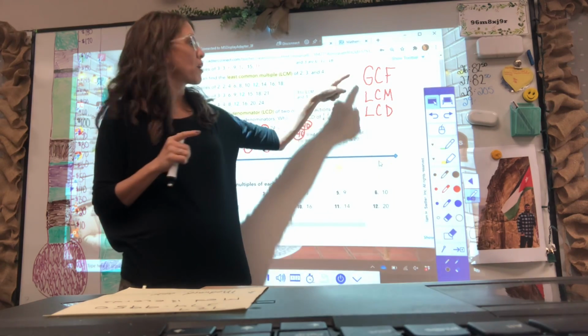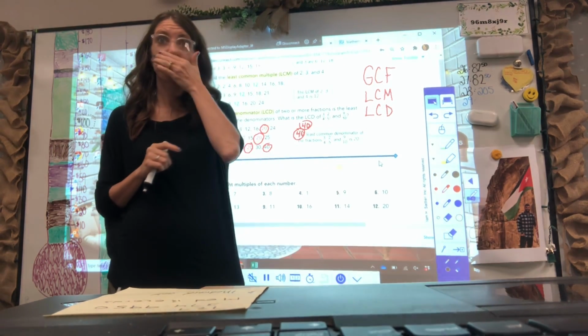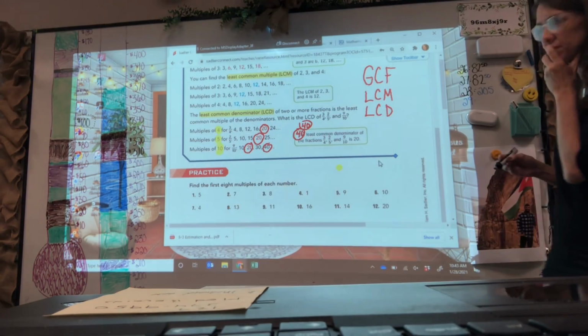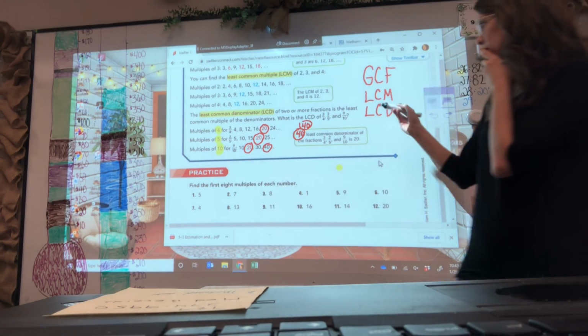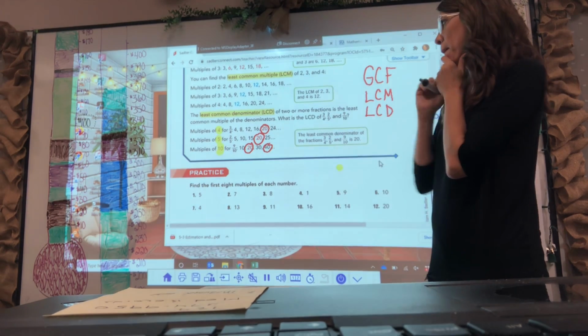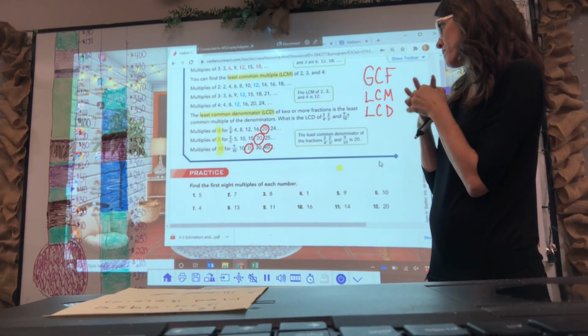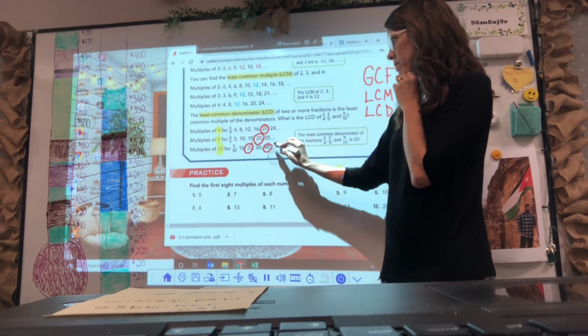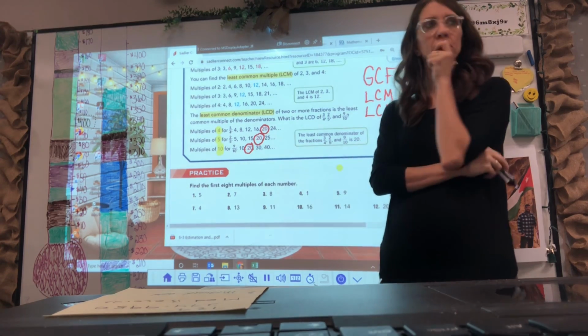Any questions about these three things? Yes? On the last one that you did, when it says least common multiple, how would you get the 20? Because I would think that would be like the most common.